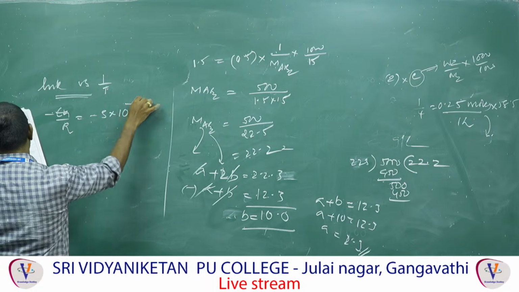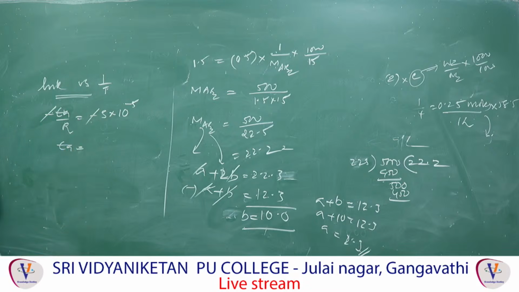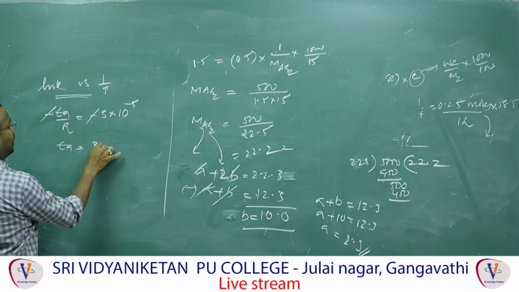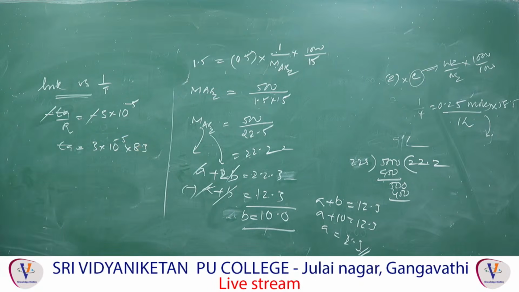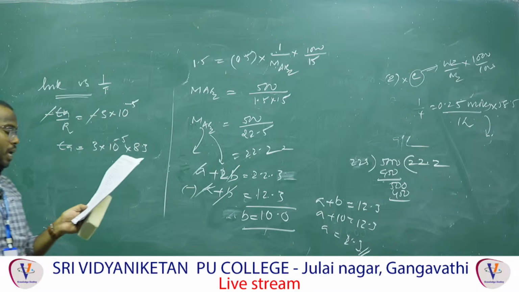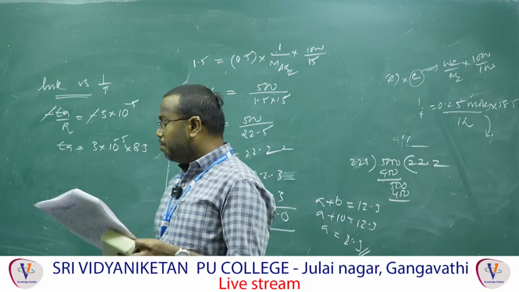So minus 3 into 10 power minus 5. Minus and minus gets cancelled. They are asking to calculate the activation energy. 3 into 10 power minus 5 into 8.3, which is 24 point something. That means option number 4 is correct answer.